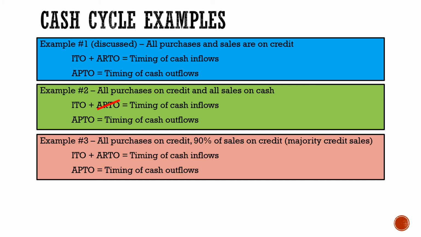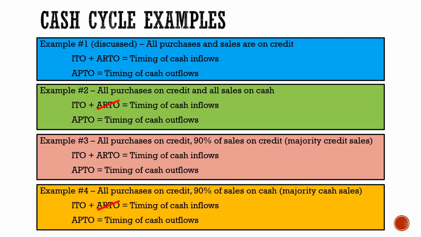In this case, the timing of cash inflows would be indicated by the inventory turnover as well as the accounts receivable turnover, which is quite important in this case because majority of the sales are still on credit. In this example, all purchases are on credit while majority of the sales are on cash. In this case, the timing of cash inflows will be largely indicated by the inventory turnover. This is because although we do have accounts receivable, it is quite minimal.